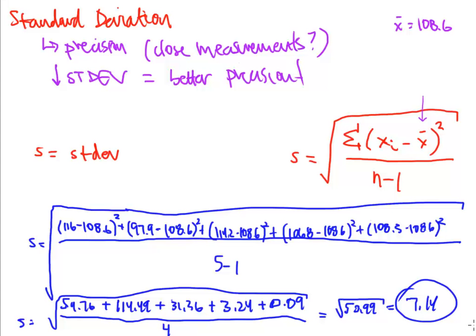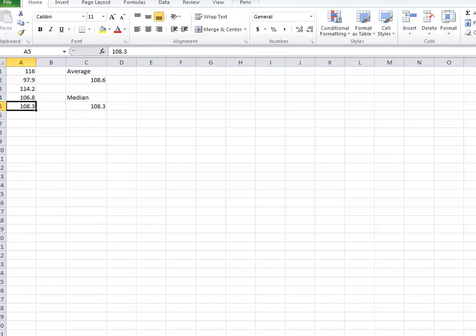This is a very high number, which means that these numbers are not close together. And I know by looking at the data set that the numbers are not very close together. And this is the mathematical way of showing what the standard deviation is. All right, well, Excel will allow you to do the standard deviation as well.